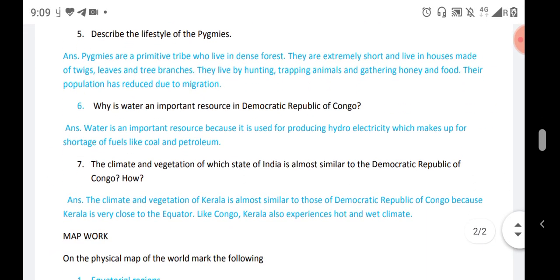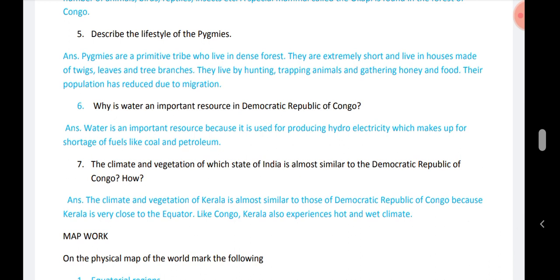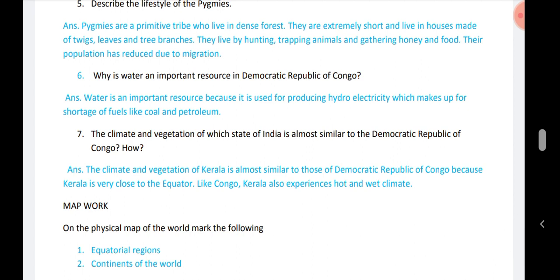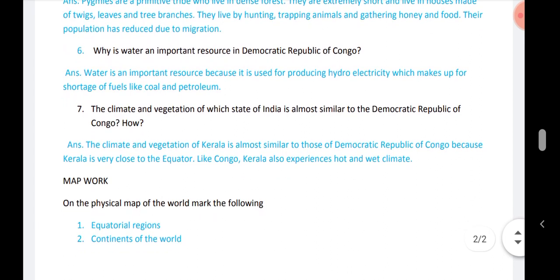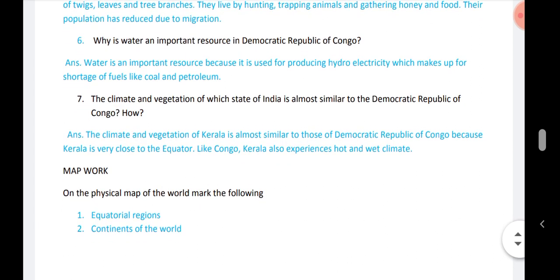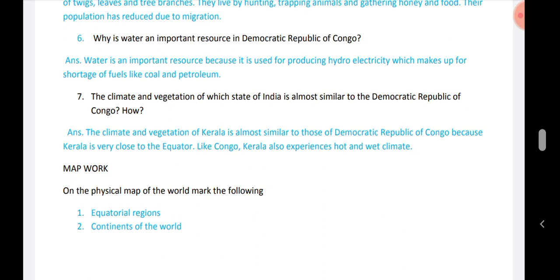Next question is, why is water an important resource in Democratic Republic of Congo? Water is an important resource because it is used for producing hydroelectricity, which makes up for the shortage of fuel like coal and petroleum.